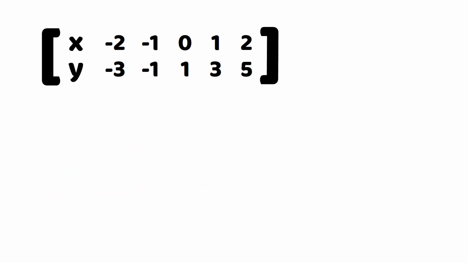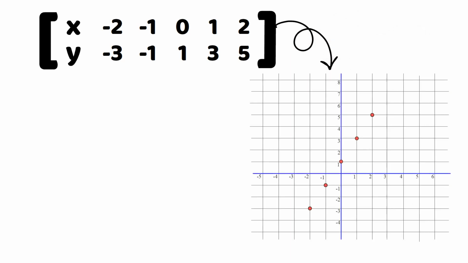Let's plot these points out on the Cartesian plane. There are, of course, many other possible points. We can let x be negative 3 and then y is negative 5, and so forth. There will be infinitely many such points.